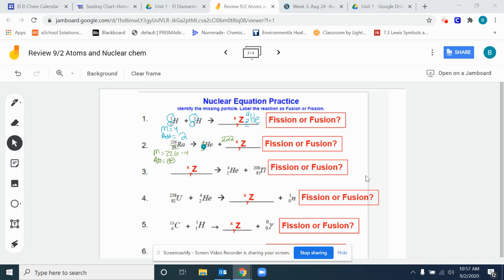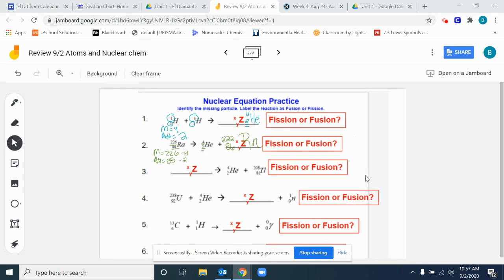Same for our atomic. We already have 2 on the other side of our reaction. So we'll take away 2 from that 88 we need. That will give us 86. When we look up 86 on the periodic table, please look to the far right side, and it's going to come up with radon, Rn. So radium turning into helium and radon.